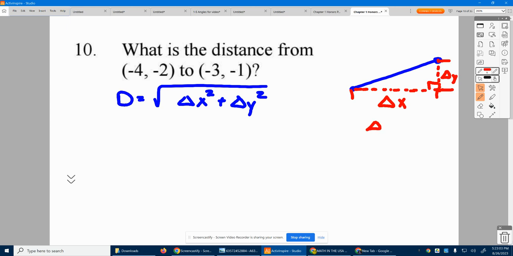So we get, this guy's length squared plus this guy's length squared equals c squared. Well, to get c by itself, you're going to have to take the what? Square root. And take the square root. That's where the formula comes from.